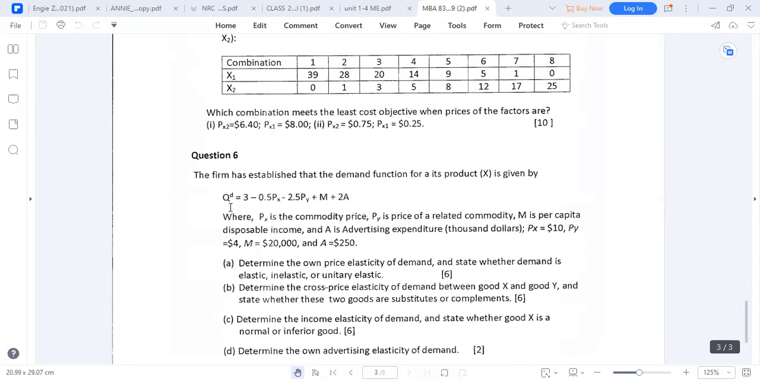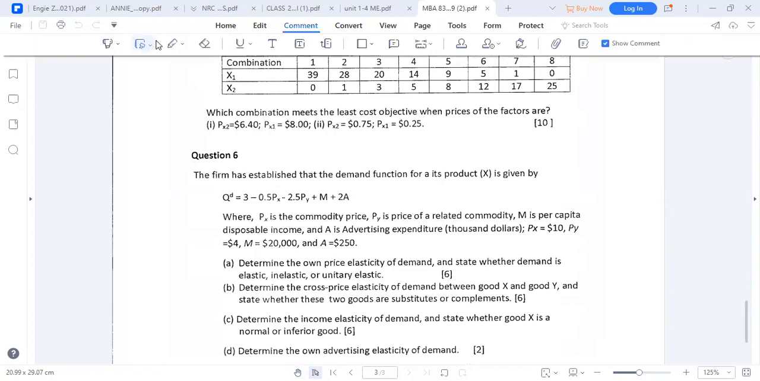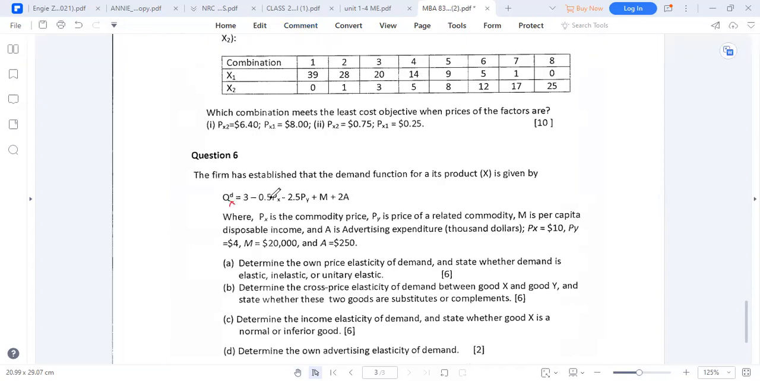So this is the product of good X. When we're dealing with good X on X, that is price elasticity. X on Y, that is cross price elasticity. X on M, that is income elasticity. And X on A, that is what? Advertising elasticity. So we have two products, good X and good Y.